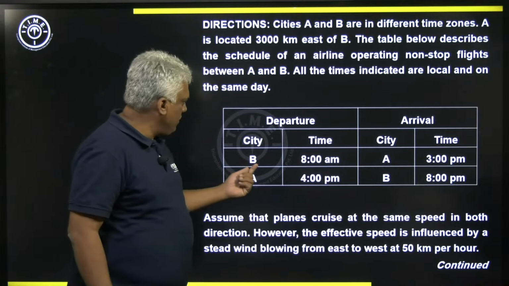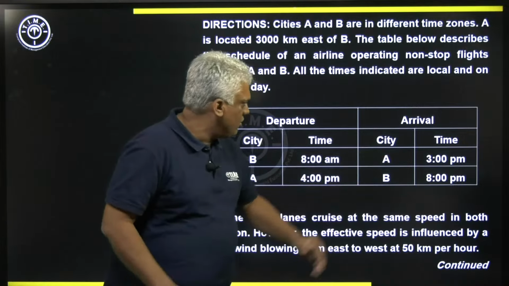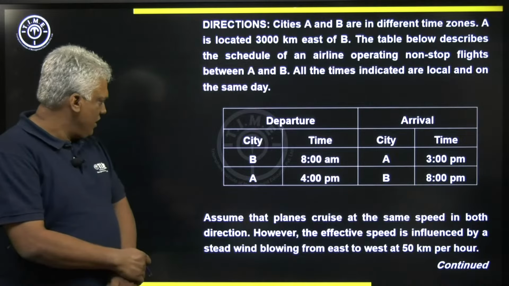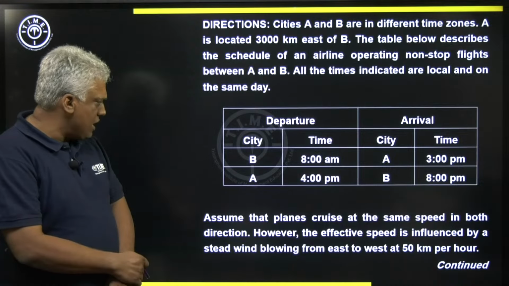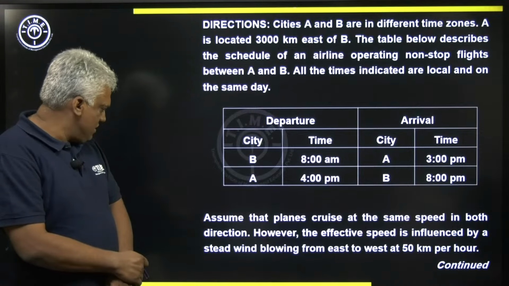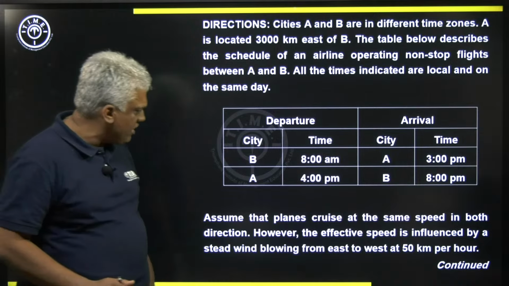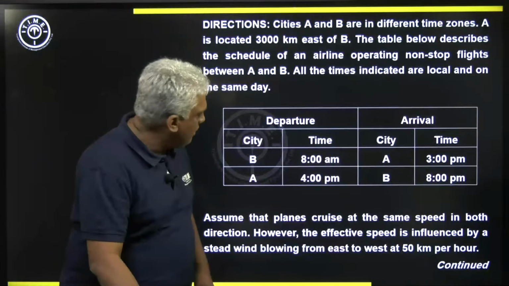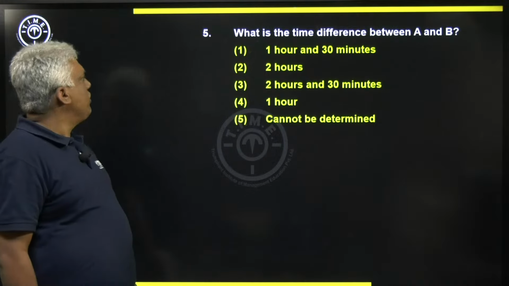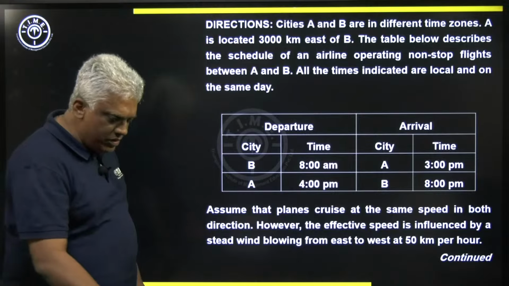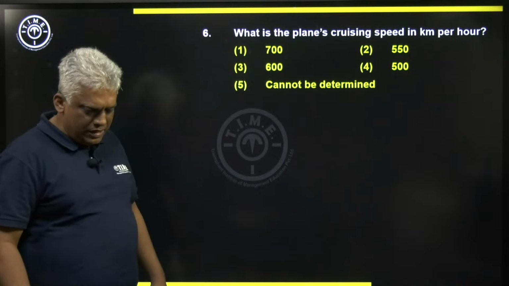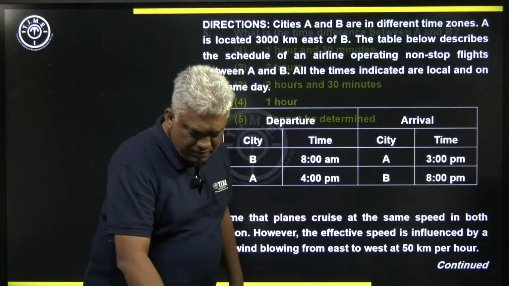So it starts from city B at 8 a.m. and reaches city A at 3 p.m. Again, it starts at 4 p.m. from city A and reaches city B at 8 p.m. Assume that the plane cruises at the same speed in both directions. However, the effective speed is influenced by a steady wind blowing from east to west at 50 km per hour, right? And then the two questions: what is the time difference between A and B? And the other question associated with this: what is the plane's cruising speed in kilometers per hour? Okay, so there are two questions in this.